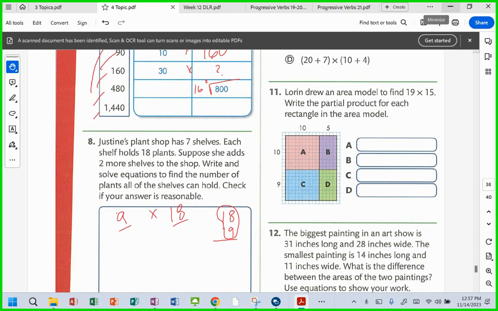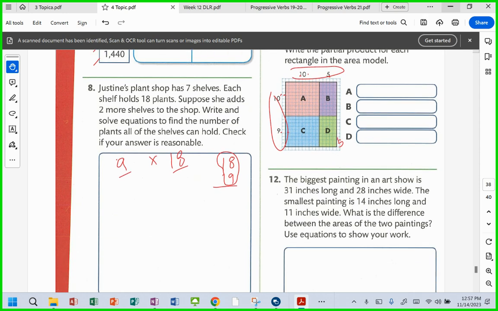Lauren drew an area model to find 19, which is here, times 15, which is there, right? Right there. Remember, the 5 goes down there as well, right? Write the partial product for each rectangle, okay? That's fun. Boom, boom, boom, boom. Right? All right. You got it.